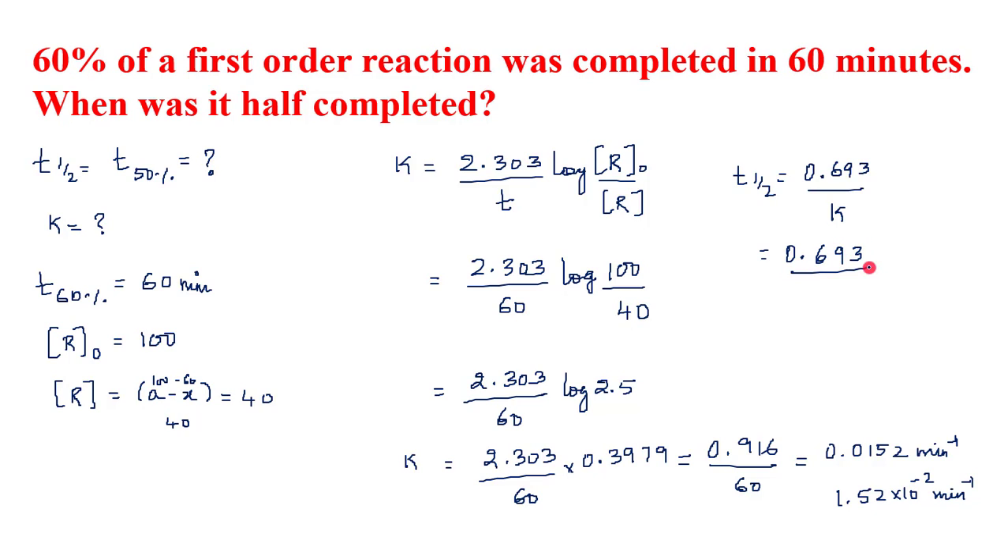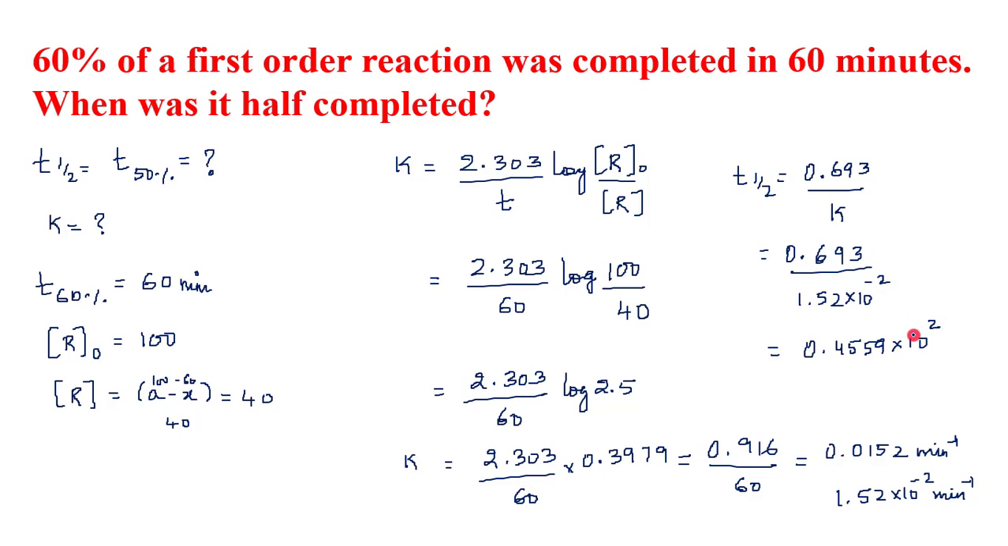0.693 divided by k value is how much? 1.52 into 10 raised to minus 2. Divide it, see how much it will come. 0.693 divided by 1.52, you will be getting 0.4559 into 10 raised to 2.